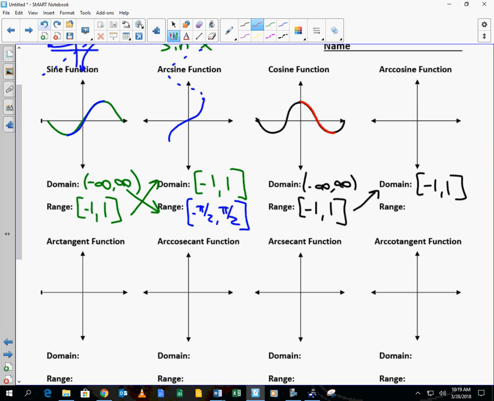Yeah. So if you're to flip that, what do you notice about the x values? The x values are always positive. So that means your range value, your y values will always be positive. In fact, your range values are going to go from 0 to pi. Okay, and that's why the arc cosine function looks like that.